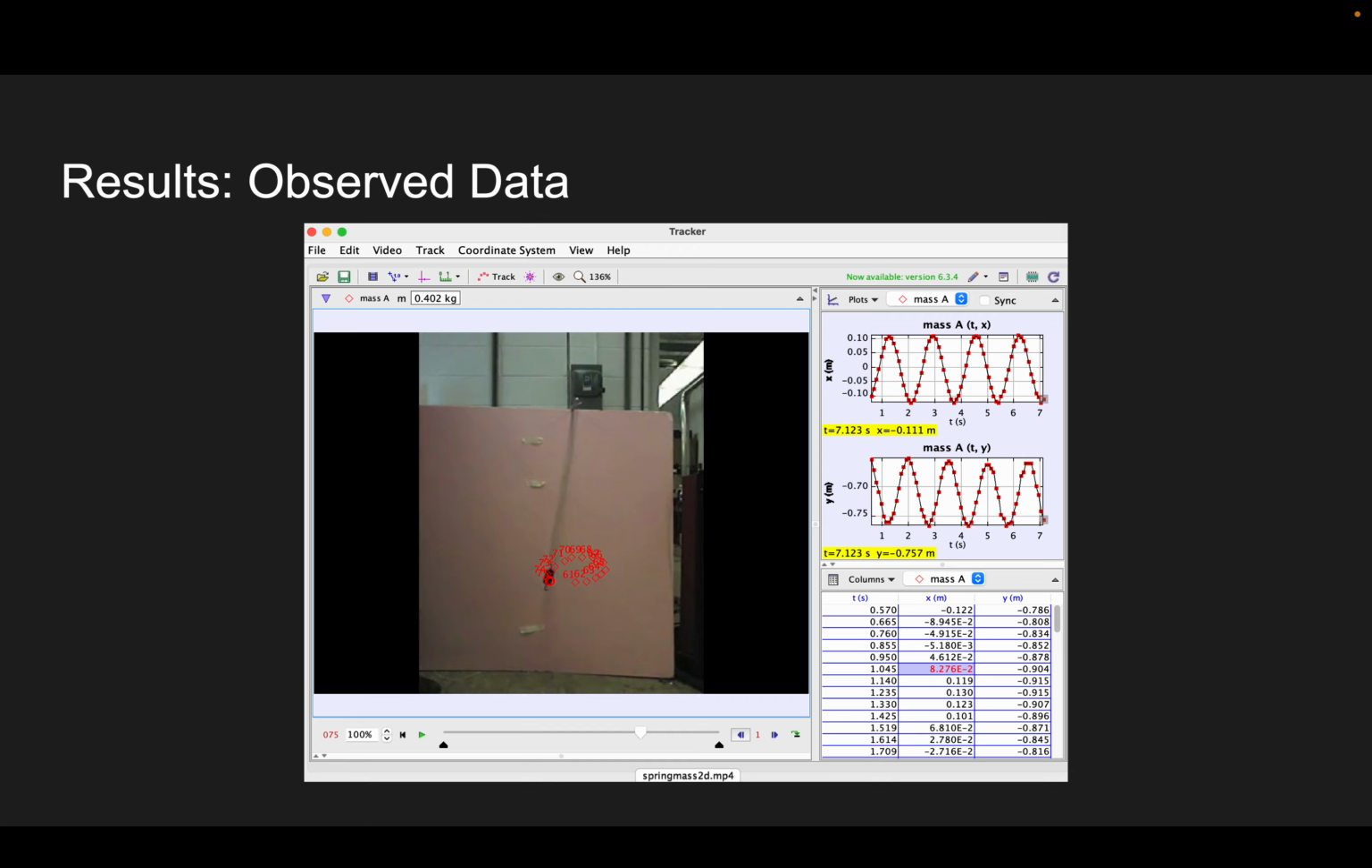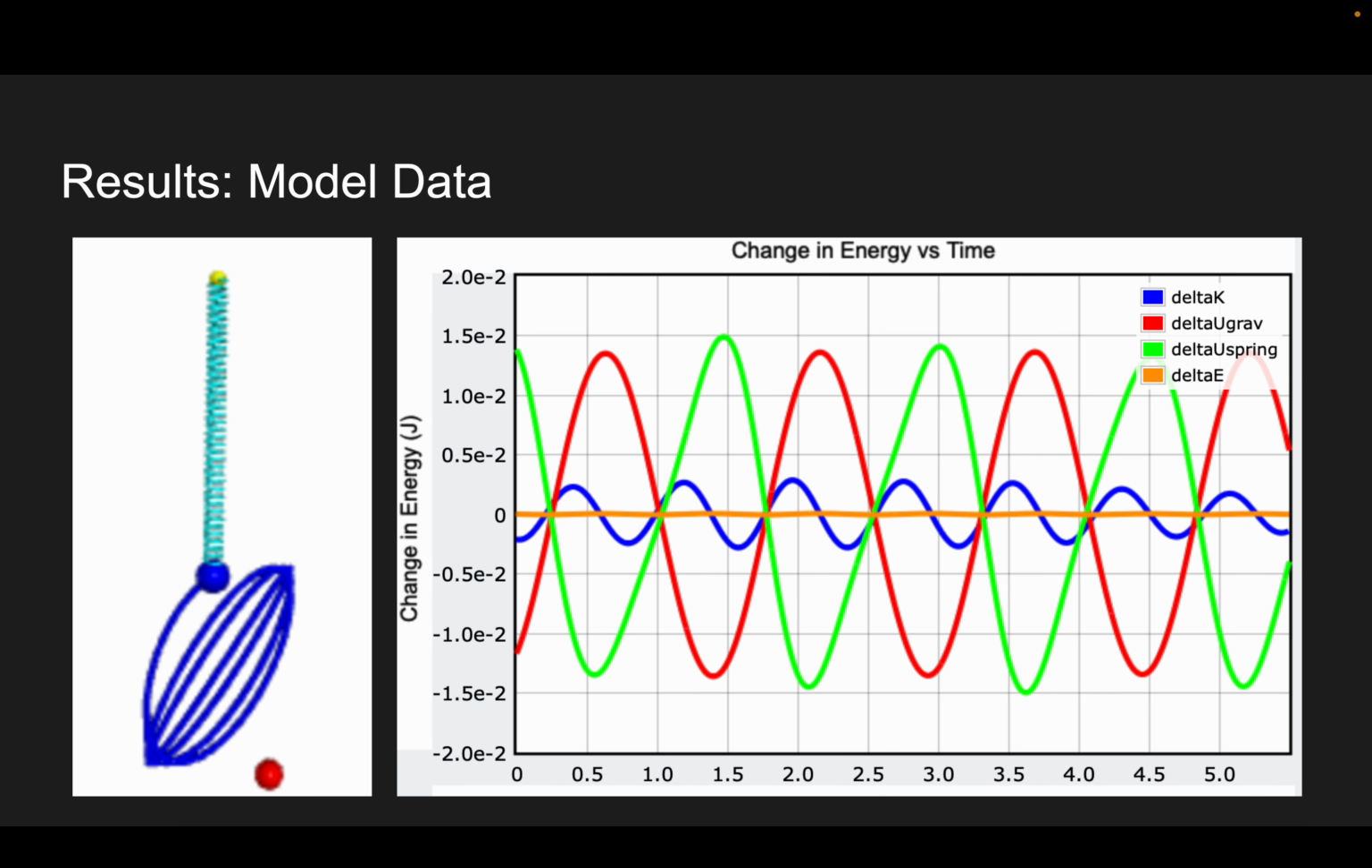All right, so here's my observed data from tracker. You can kind of see this elliptical motion of this weight. You can see the x and the y. So yeah, here's the model data. This is from the model.